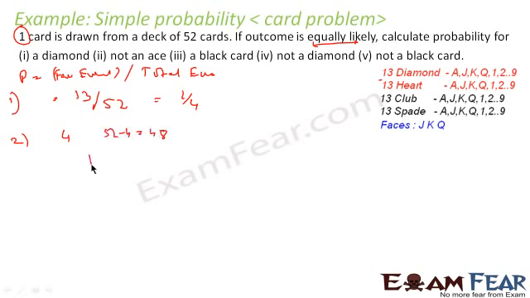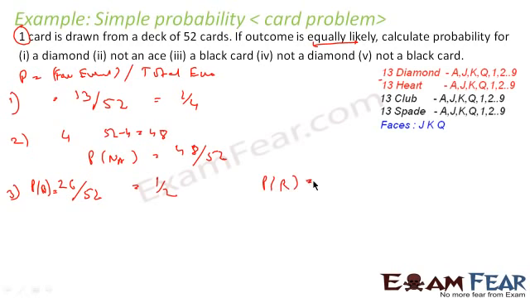Third, a black card. How many black cards? Black cards 26. Total number of cards 52. So the probability of a black card is 1 by 2. Similarly for a red card, red cards are 26, total cards 52. The probability of a red card is 1 by 2.